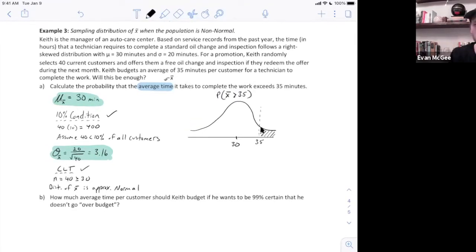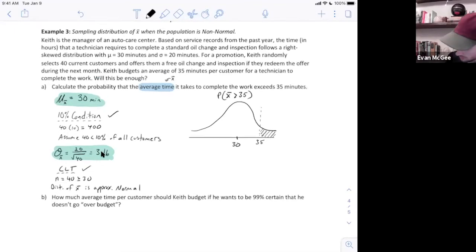Here's what the sampling distribution will look like. It's normal, centered at 30. And we want to know the probability that the sample of 40 has an average time longer than 35 minutes. I've drawn a 35, and I'm going to use a normal calculation with these two measurements of center and spread to calculate if it's greater than 35.